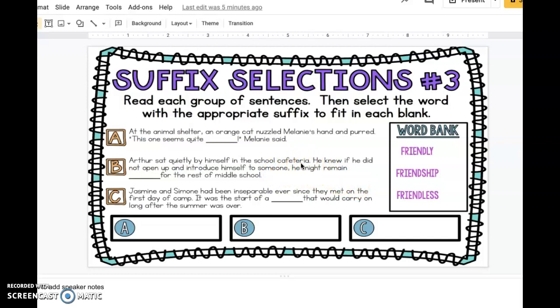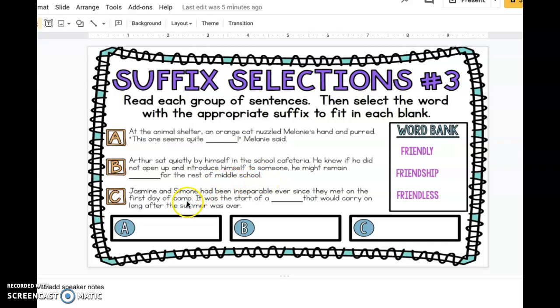So let's go back to the context and what it's talking about. It's talking about if he sits quietly by himself. So if you're sitting quietly by yourself, would you have a friend? Probably not. And remember, the ending suffix for less means not. So he would not have any friends. He would be friendless. Let's reread it. He knew if he did not open up and introduce himself to someone, he might remain friendless for the rest of middle school. You got it right.